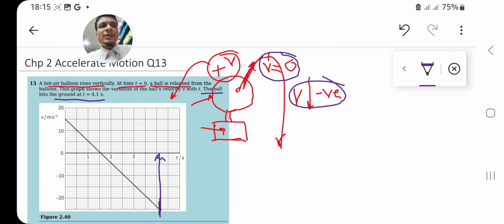Now compare this scenario: upward velocity will be taken as positive. It means this is the positive velocity, above the x-axis. Above 0 it is positive v, below 0 it will be negative v. Also you know that at the maximum point the velocity will be 0. Here you see that the graph touches the time axis, therefore the velocity of the ball is 0.